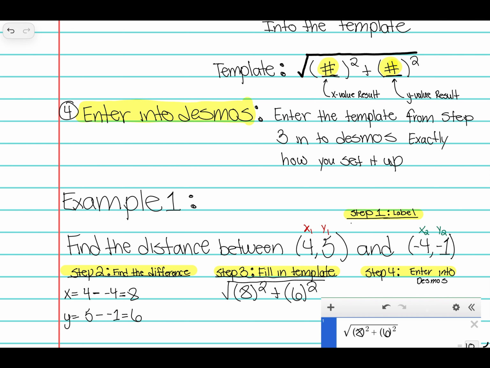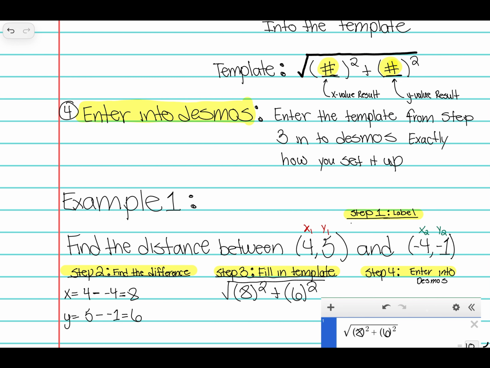Okay? Now, once I find those differences, I need to fill in my template. In my template, I must first start out by writing my square root symbol. Then underneath it, I'm going to open a parenthesis, type in 8, because that is the result of the difference between the x values. I'm going to close it, put squared. Then I'll put a plus sign behind that, open another parenthesis. Then I'm going to put the 6. The 6 is the result of the y values, finding the difference between those two. And then I'm going to close it and put squared. Okay? That template helps me make sure that what I put in Desmos is correct.